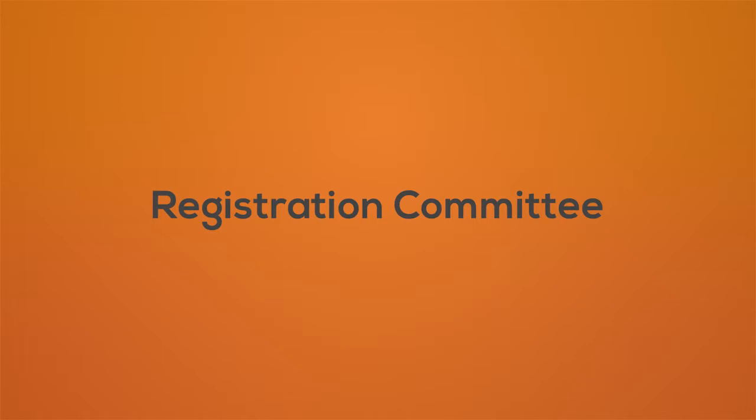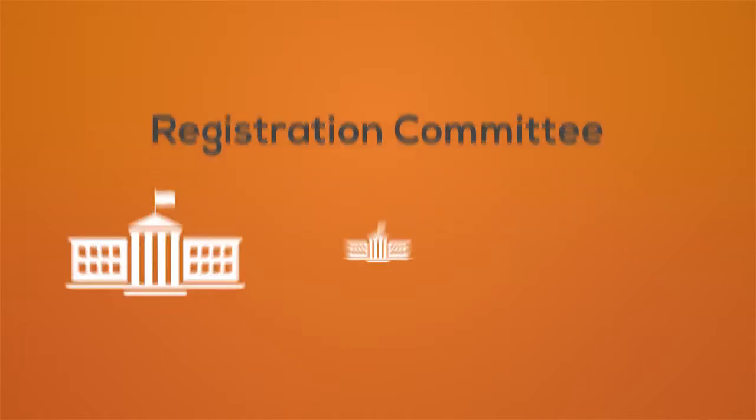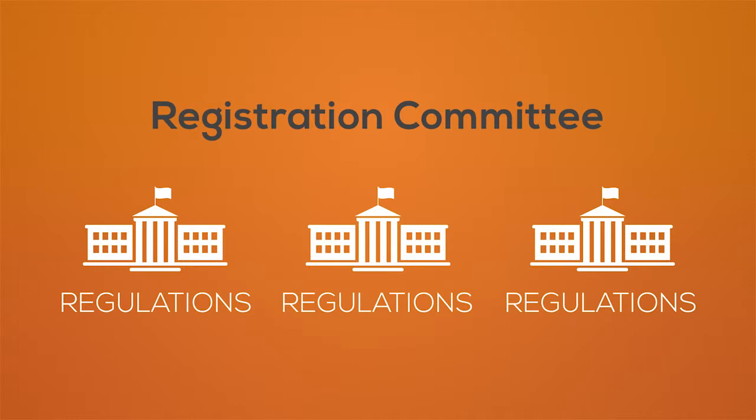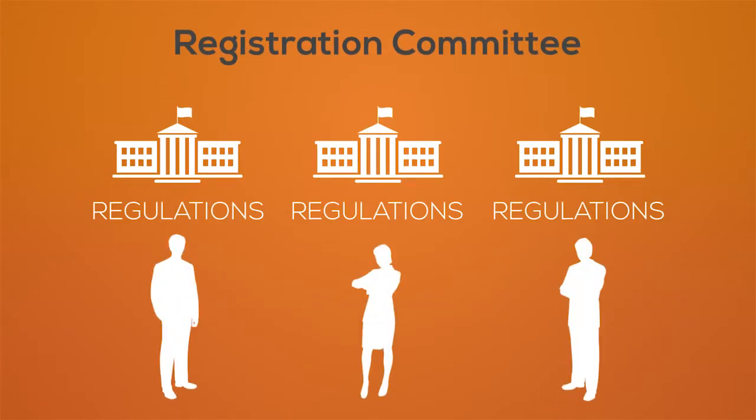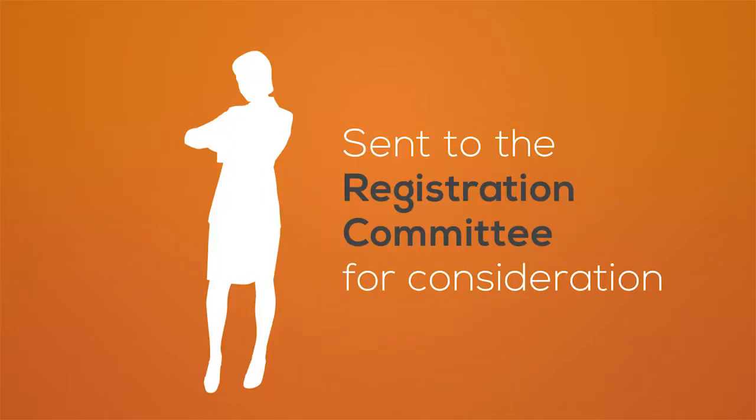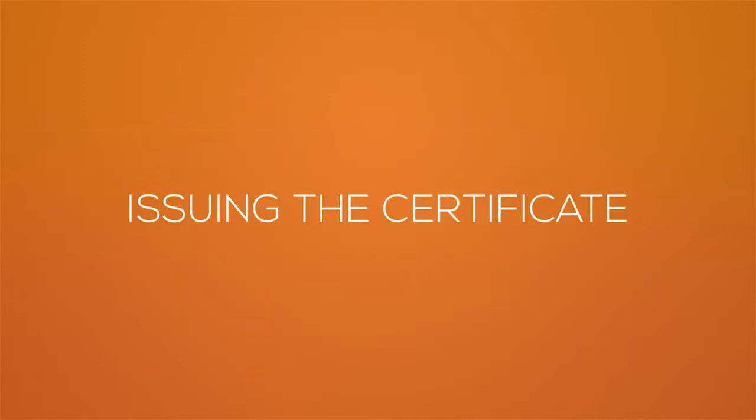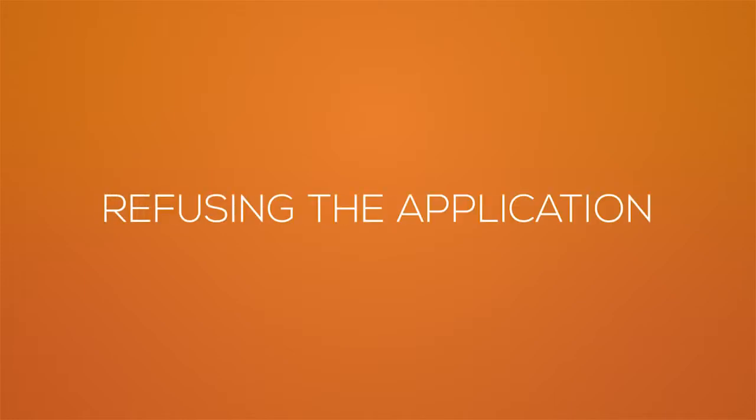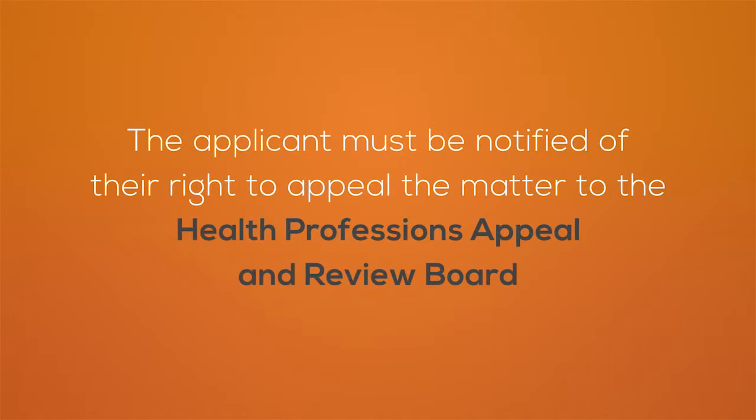The Registration Committee is responsible for college registration processes. Each college establishes regulations that set out the requirements applicants must meet in order to get registered. If an applicant meets the requirements, the registrar generally issues a certificate of registration. If there is any doubt as to whether the applicant qualifies, they are sent to the Registration Committee for consideration. The committee has a number of options, including issuing the certificate, issuing it with conditions, or refusing the application. If the committee does anything other than issue the certificate, the applicant must be notified of their right to appeal the matter to the Health Professions Appeal and Review Board.